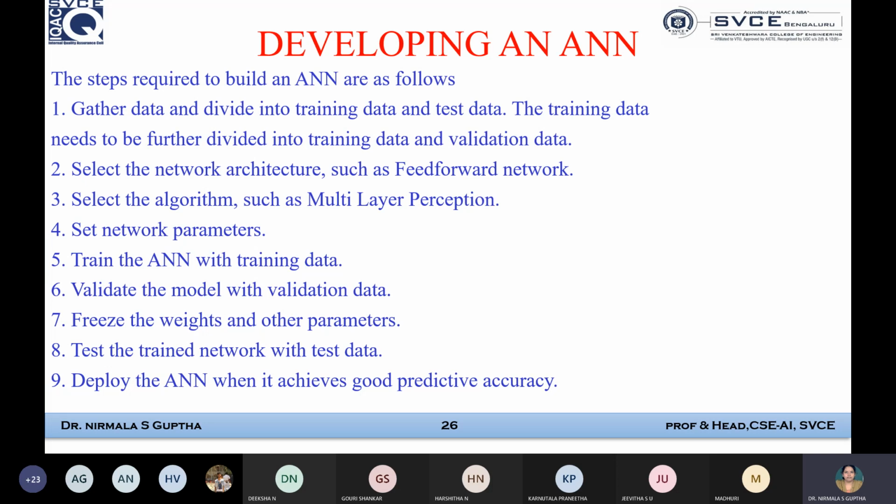After setting the network parameters, we need to train the model, that is, we need to train the neural network with the training data. Then after training the artificial neural network, we need to validate the model with the validation data. Then step number 7 is we need to freeze the weights and other parameters and test the trained network with the test data. And finally, we deploy the model, that is the artificial neural network, when it achieves good predictive accuracy.